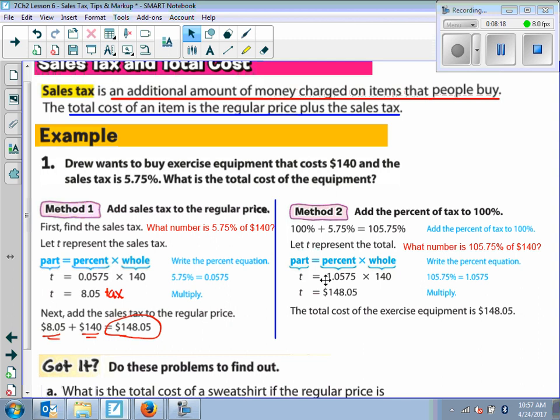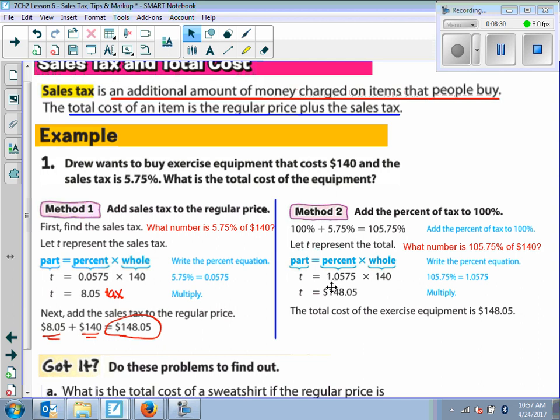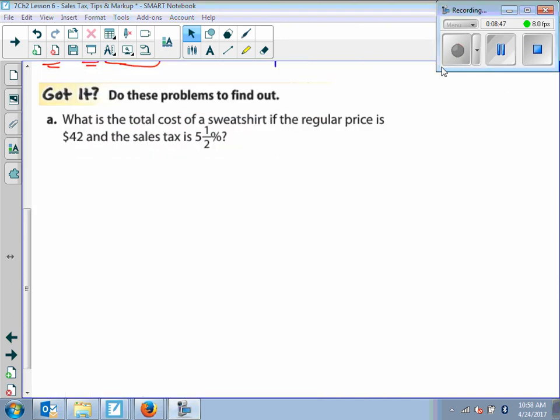So here, what number is, that's the T equals 105.75%. When we move the decimal 2 places to the left, that gives us 1.0575. Does everybody see that? Times the total amount, which is 140. So when we do that, we get the same amount, $148.05.